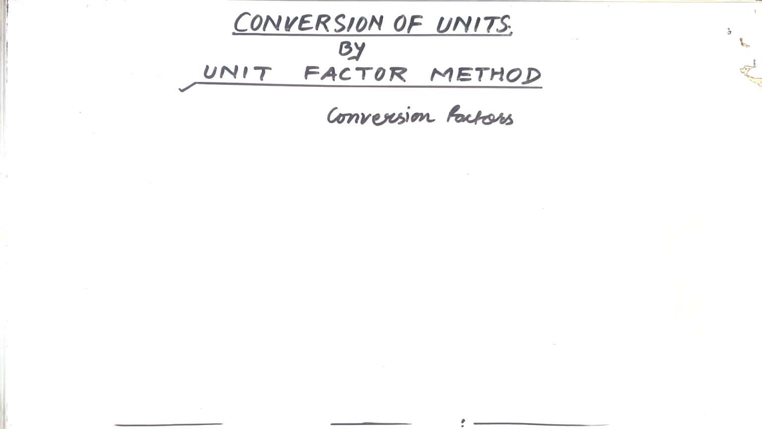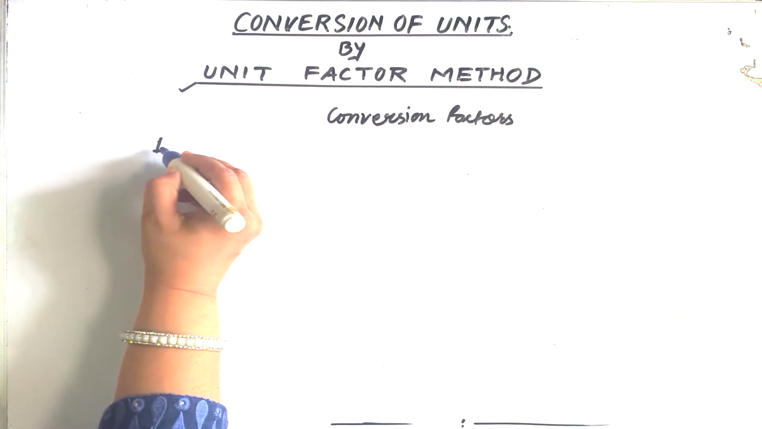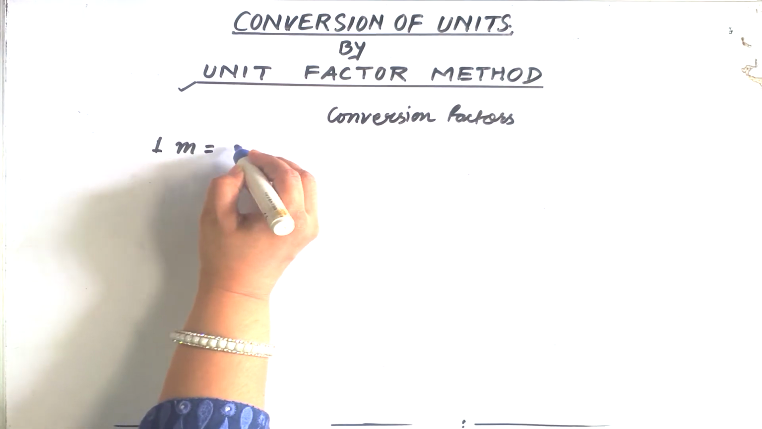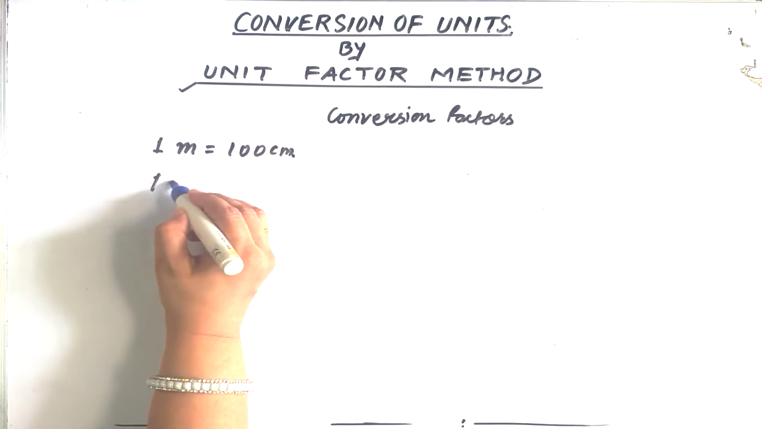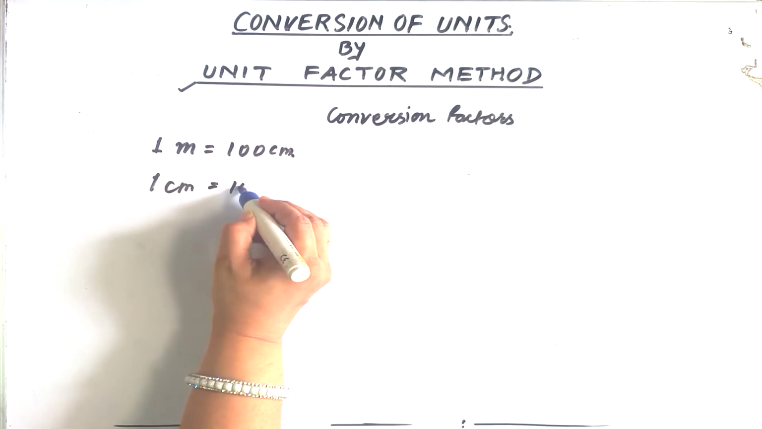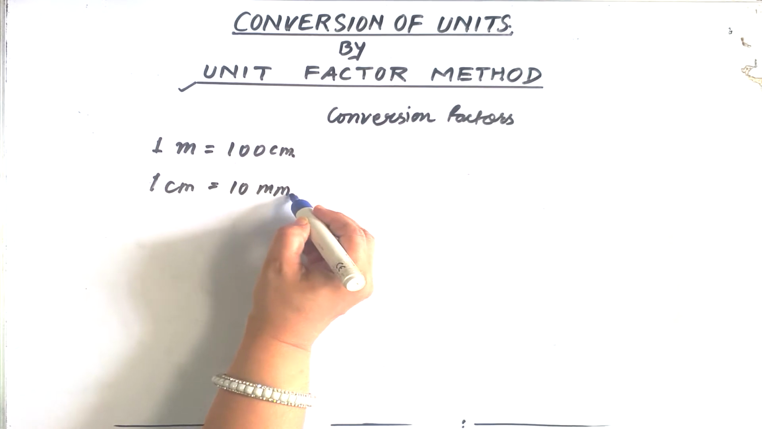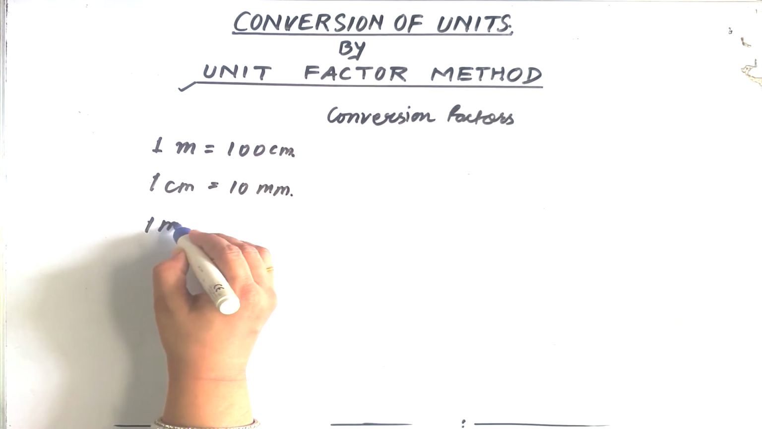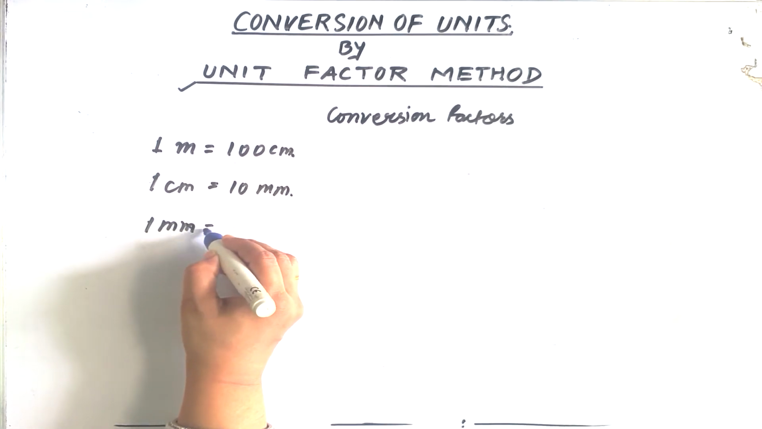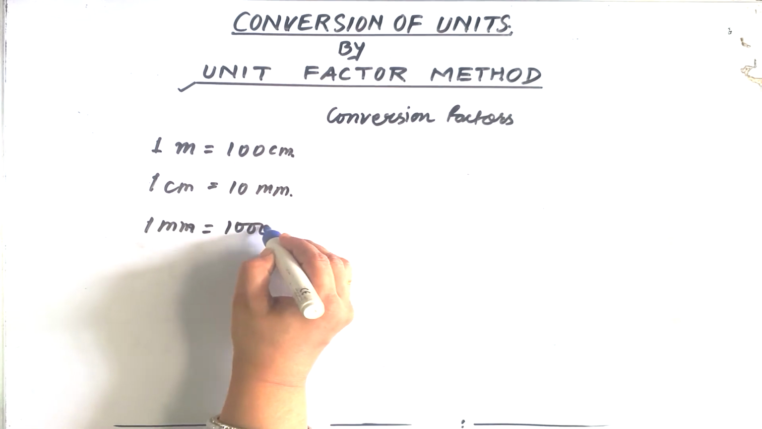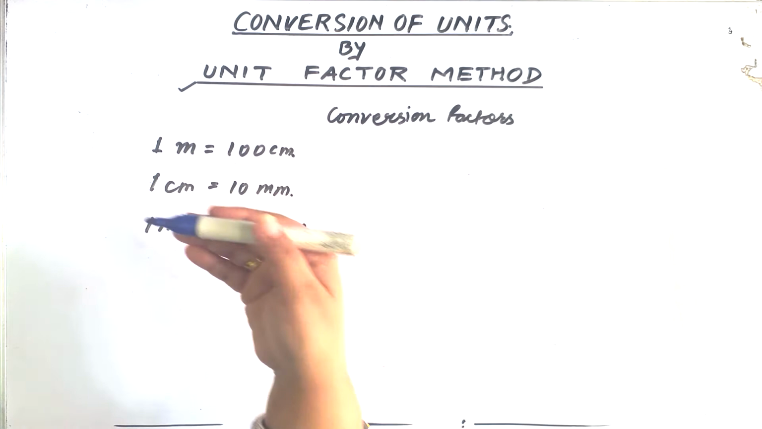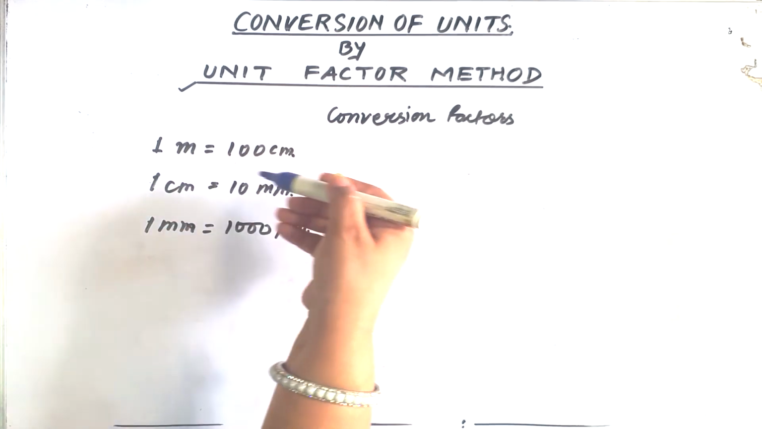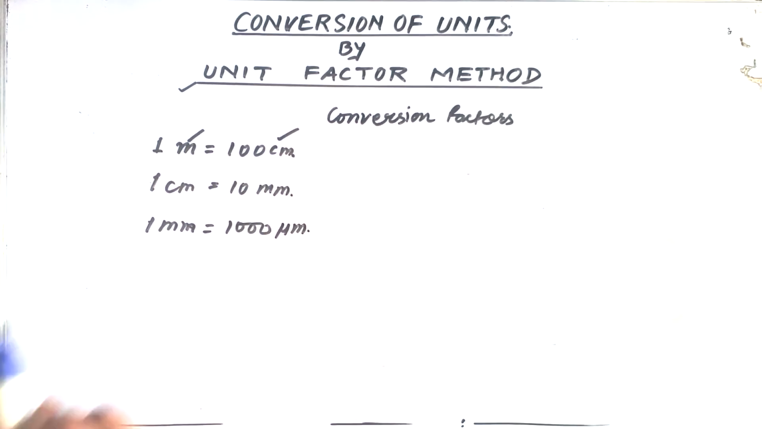Here I am writing down some of the units and their relationship. 1 meter, we know, is equal to 100 centimeter, and 1 centimeter equals 10 millimeter. Also, 1 millimeter is equal to 1000 micrometer. These are the relationships which explain the relation between one unit and another unit.